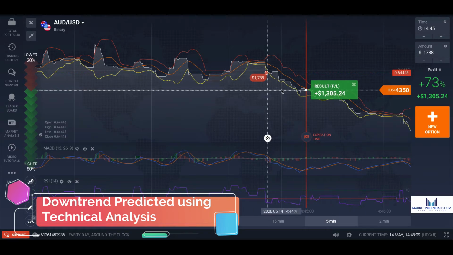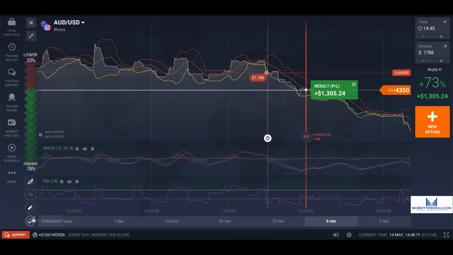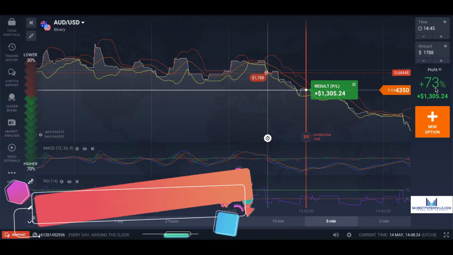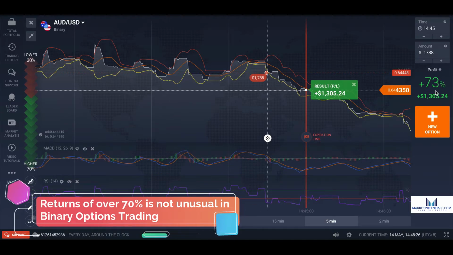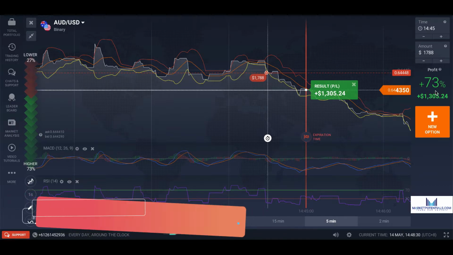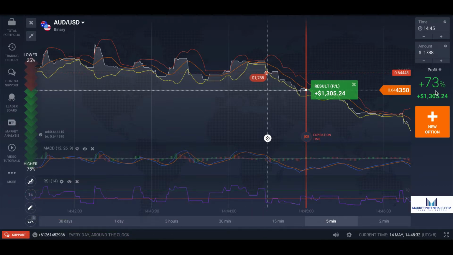You could use many other tools that are available here, but I'm just trying to keep it a little bit simple. These are the basic indicators that I use anyway to make a trade. As you can see, making returns like 73% is not unusual in binary options trading, which is one of the main reasons I have been trading this more consistently and a bit more exclusively over the past few years.